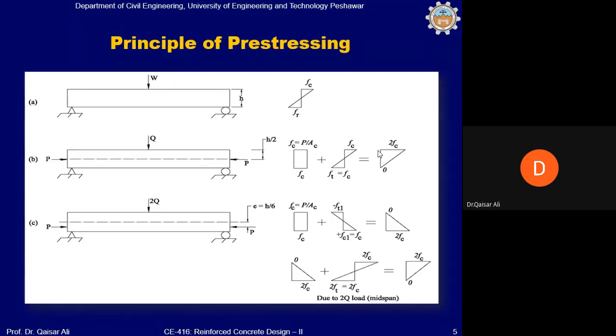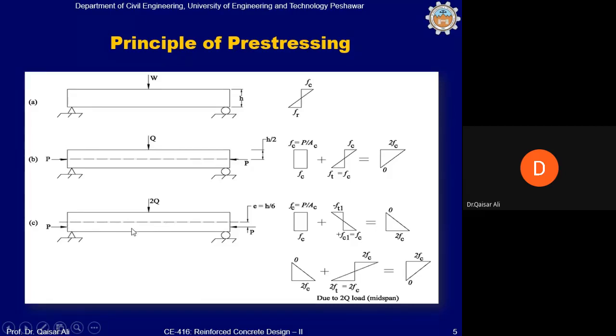Next, now we look at another situation where the pre-compression force is not applied at the centroid. In this figure B, the pre-compression force P has been applied at the centroid. In the figure C, the pre-compression force has not been applied at the centroid. Rather, it has been applied at an eccentricity E, which in this particular case is, let's say, h by 6. H is the total depth, and h by 2 is half the depth, and h by 6 is one third of this half.